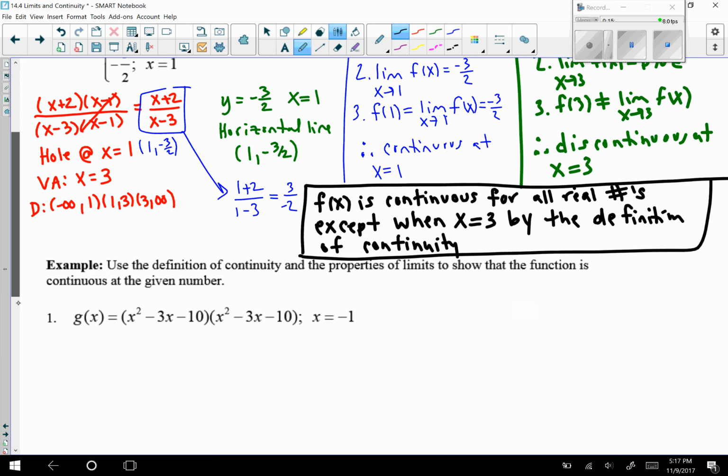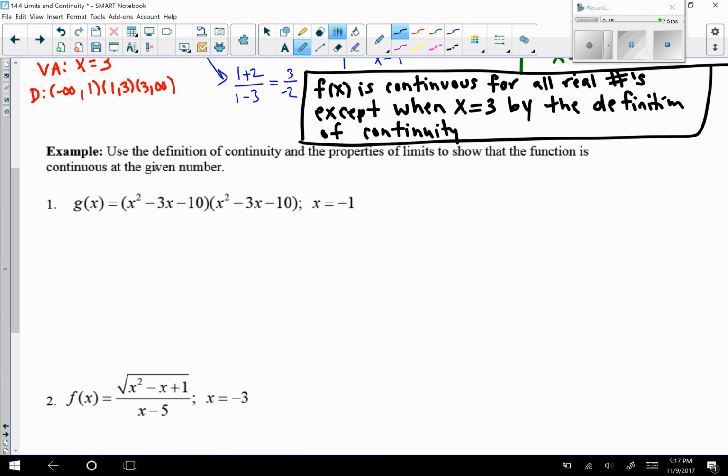So for these next two, it says use the definition of continuity and the properties of limits to show that the function is continuous at the given number. So if we look at this first one, we'll do this one together. Right away, I would notice that this is a polynomial function if I were to FOIL this out and combine like terms. So I already know that the domain of this function is going to be all real numbers, so there's no values in the denominator that I have to watch out for. And we're looking at an x value of -1. So for this, if I want to show this continuous at this number, which I already know it's going to be because the domain's all real numbers, I can go ahead and use my definition.